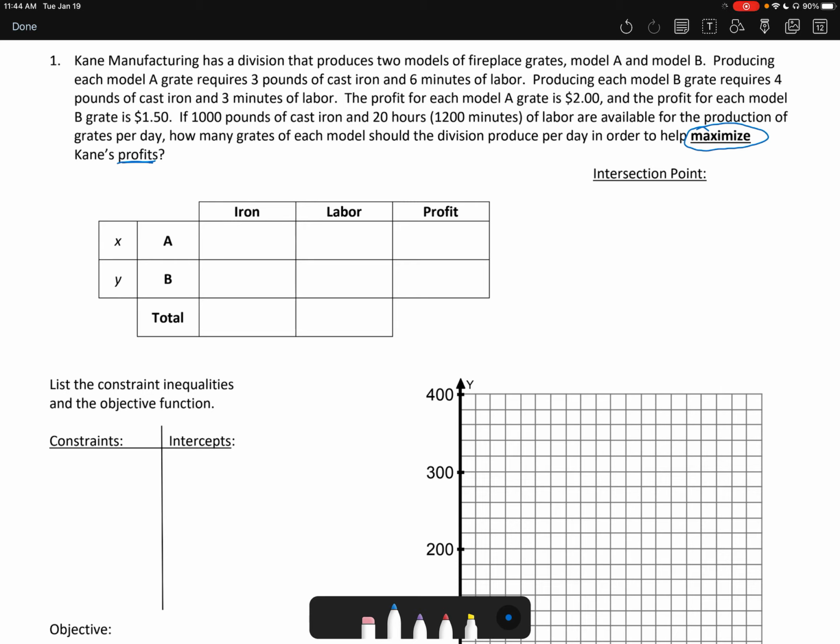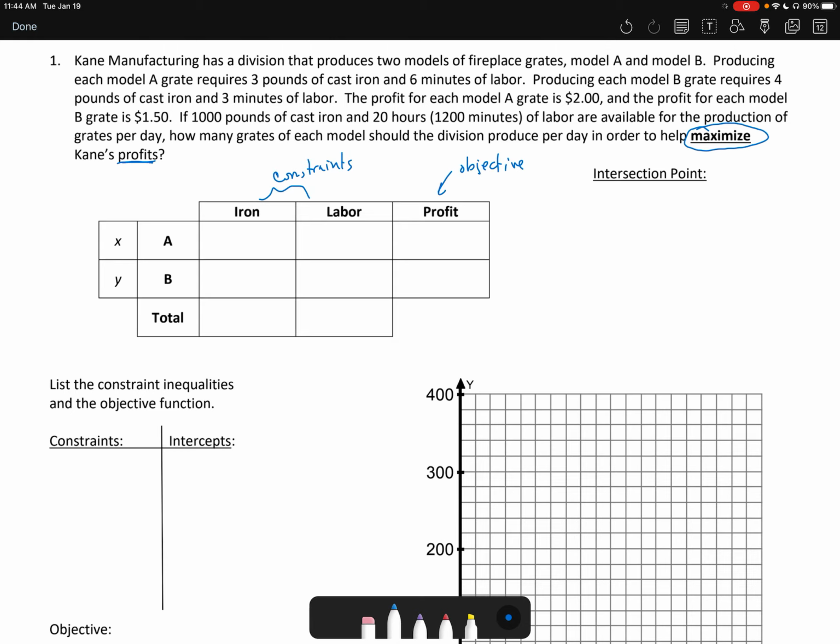Okay, so our constraints are going to be the iron and the labor, and our profit is our objective, right? That's what we want to max or min. So let's see, we're letting A be defined by x and B be defined by y so that we can graph it on a coordinate axis.